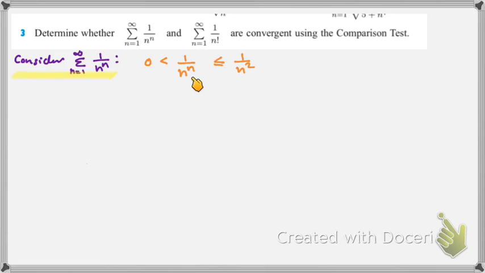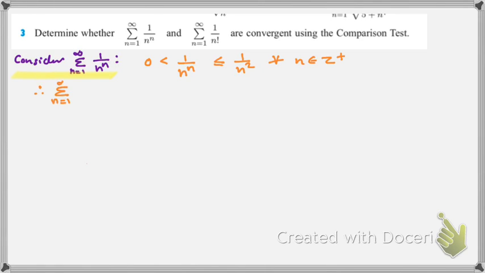As an example, checking when n is equal to 1, this will be 1 and this will be 1, they are equal. n is equal to 2, 2 raised to 2, 1 by 4 is less than or equal to 1 by 4 again. If n is equal to 3, 1 by 3 raised to 3, 1 by 27, and this is 1 by 3 squared, 1 by 9. 1 by 9 is bigger than 1 by 27, so it's going to be true always.